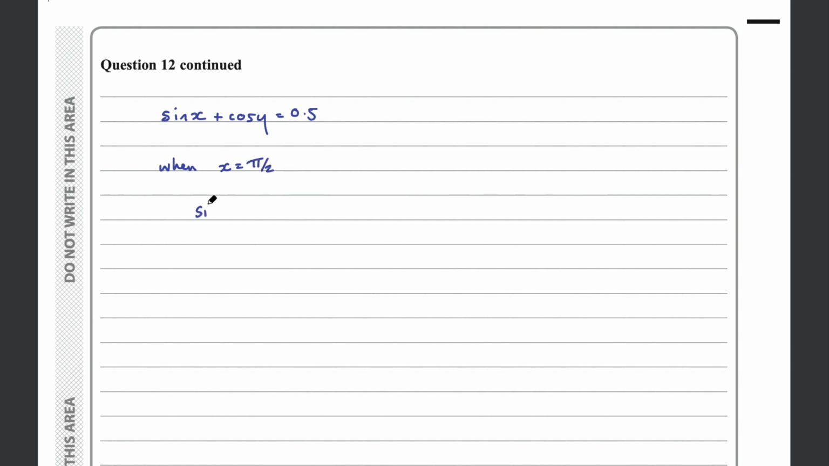Therefore, we'd have the sine of pi on 2 plus the cosine of y equals 0.5. So you can see here we're going to be able to solve for y, and we need to know the sine of pi on 2. Well, if the cosine of pi on 2 is 0, then the sine of pi on 2 must be 1. So it's 1 plus the cosine of y equals 0.5. Then the cosine of y is going to be 0.5 take 1, which is negative 0.5.